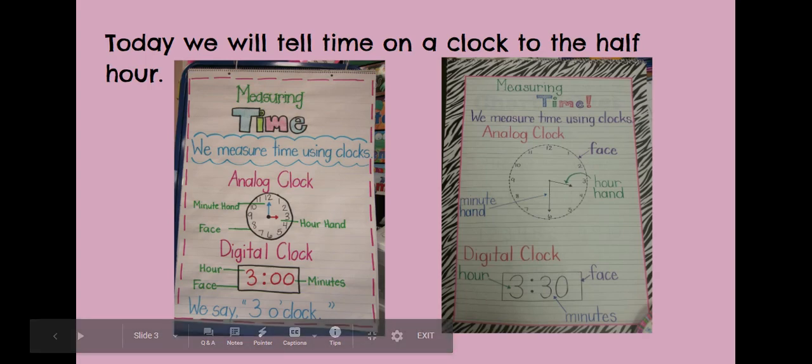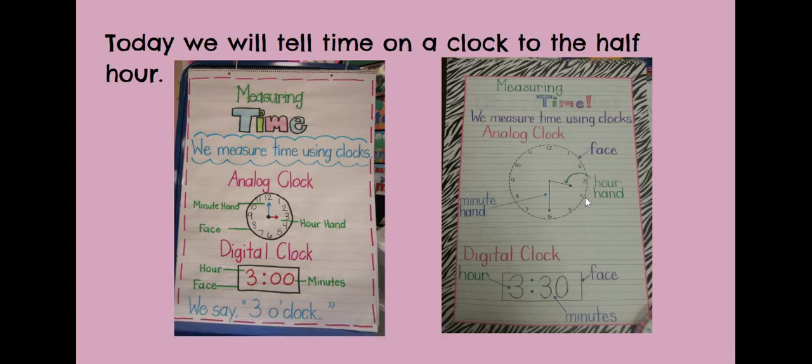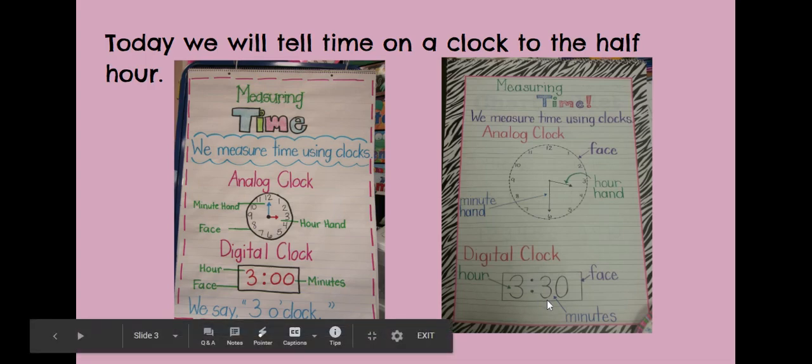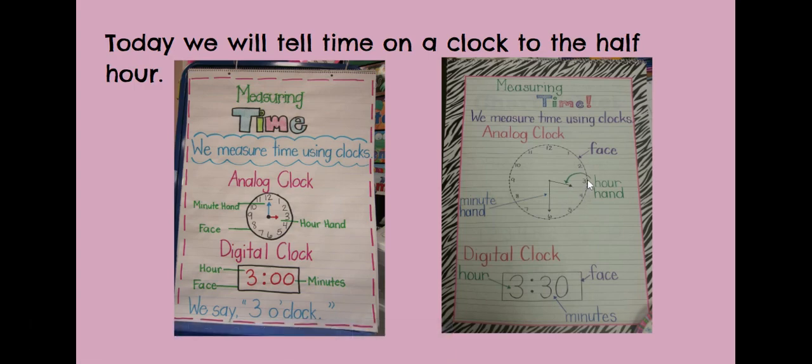This clock is showing the time 3:30. The hour hand is in between the 3 and the 4 on the clock. When the hour hand is between 2 numbers, you want to go with the smaller. So the hour is 3, and then the minute hand is pointing to the 6. Whenever the minute hand is pointing to the 6, the minute is 30. So the time is 3:30. The hour hand is between the 3 and the 4, so the hour is 3. The minute hand is pointing to the 6, so the minute is 30.